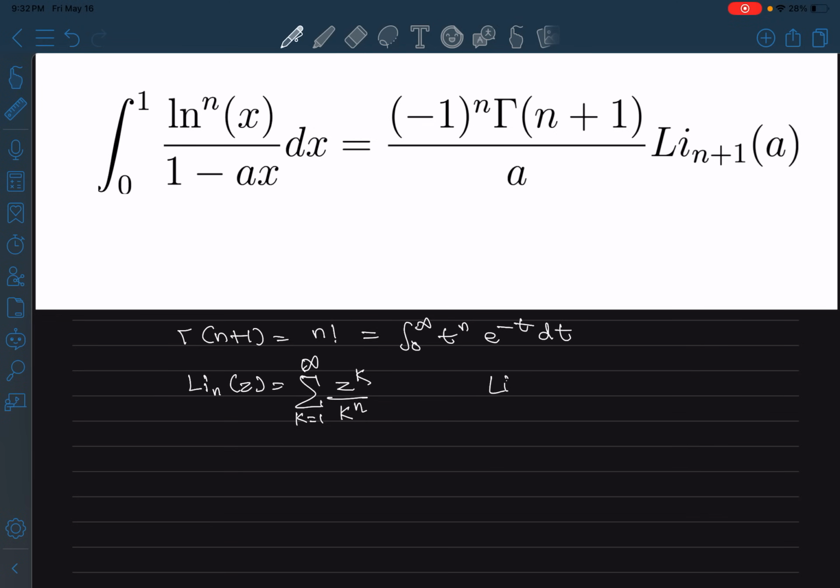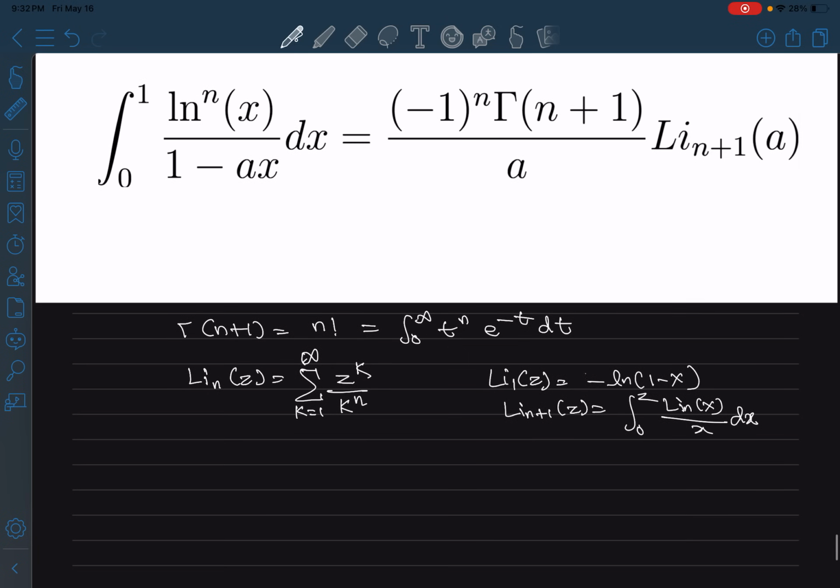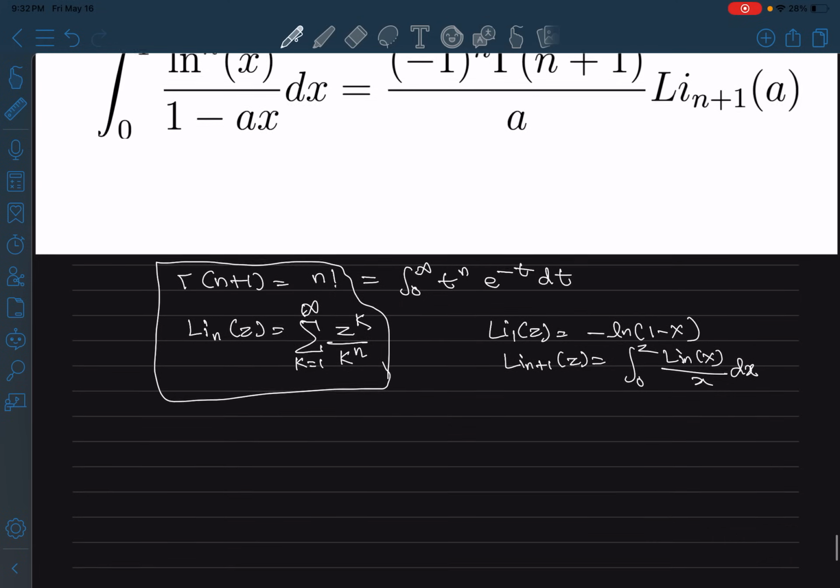So first of all, Li_1 of z is negative ln of 1 minus z. And then after that, all Li_(n+1) of z are defined as the integral from 0 to z of Li_n(x) by x dx. So this n is a subscript, right? This is how it's defined. But you don't really need all this definition. You just need this much information to deal with it. Okay, let's see how we do that.